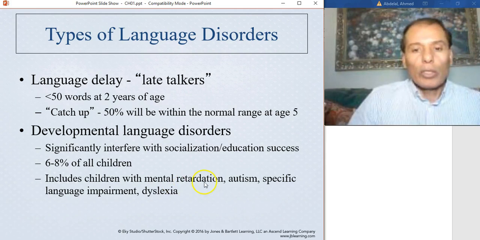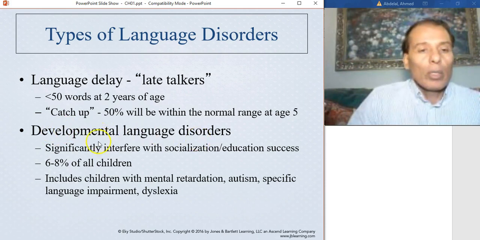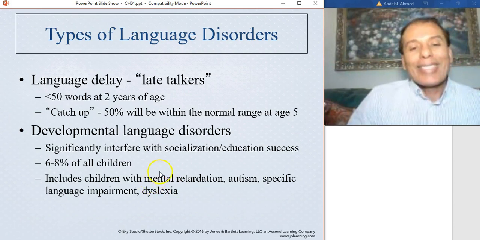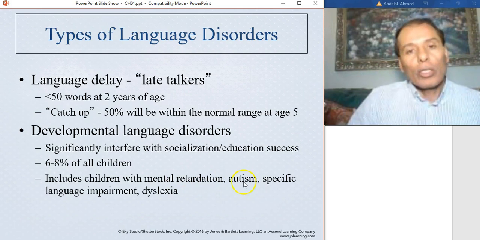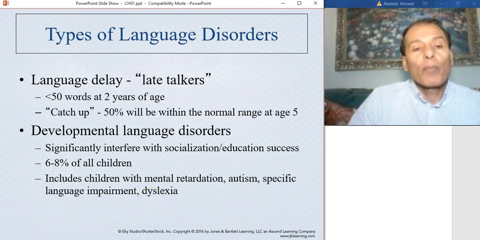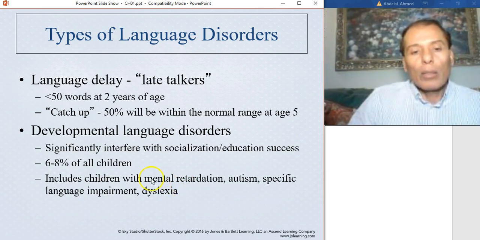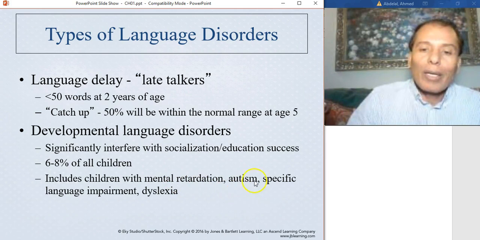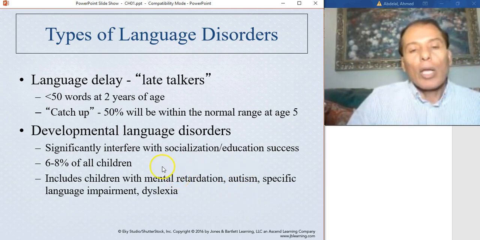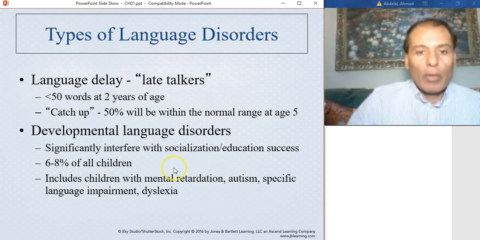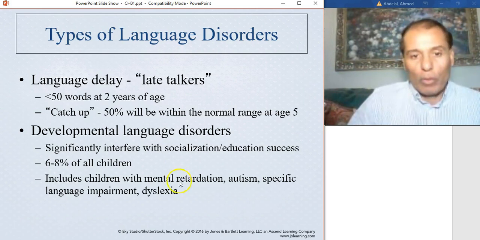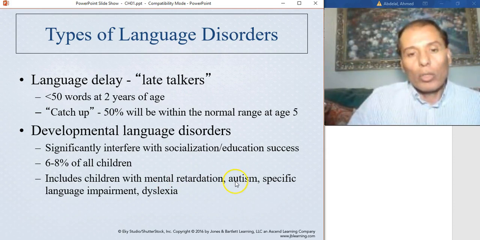So that includes children with mental retardation, autism, specific language impairment, dyslexia. These are different disorders. However, a developmental language disorder exists with mental retardation. It exists with autism. It exists with specific language impairment and also dyslexia. So in other words, mental retardation and autism, in some cases, are the cause of the language problem, but we still describe their language deficiencies as a language disorder, even though you could classify it as a secondary language disorder, because we know it is caused by the mental retardation or by the autism or by the Down syndrome.